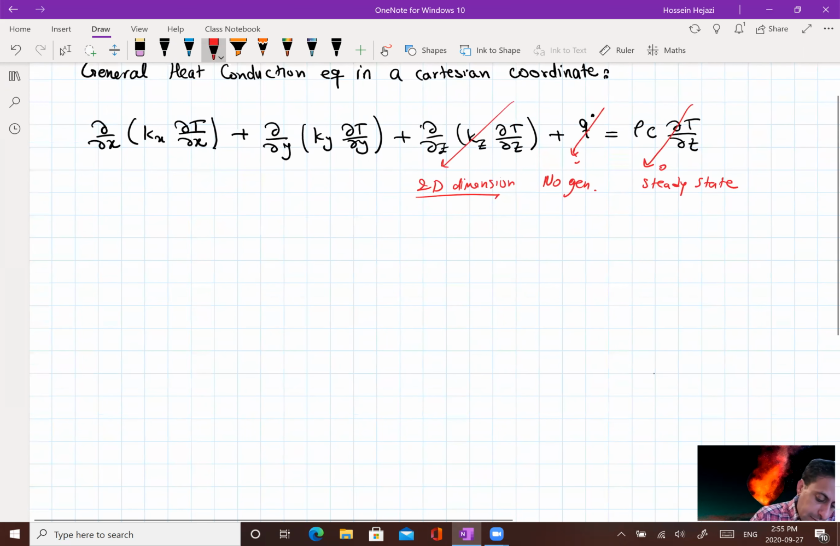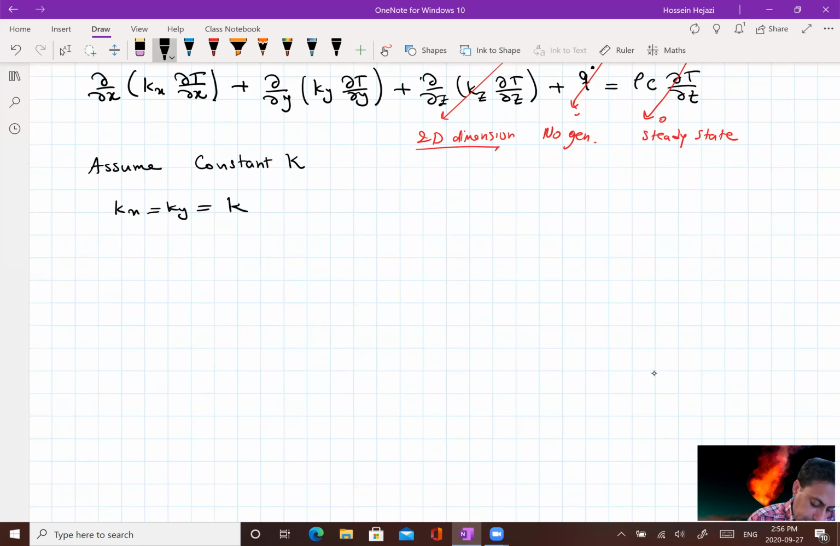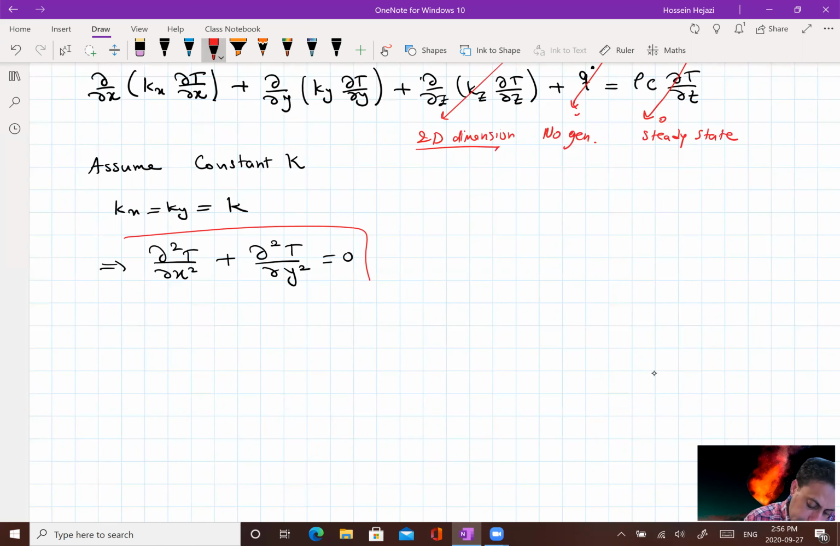x and y. Now, if we assume constant k, then we would have kx equal to ky equal to k. And from here, we can simplify the top equation to a second order PDE. And that's what we refer to as a Laplace equation.